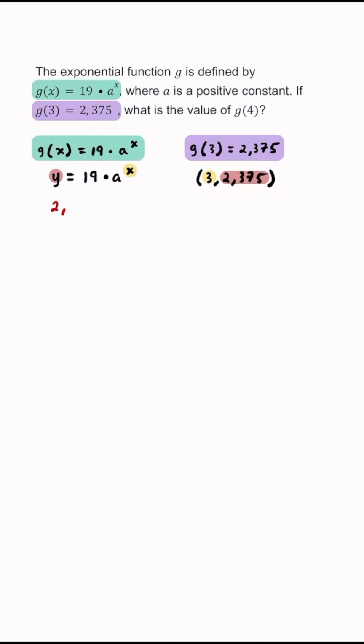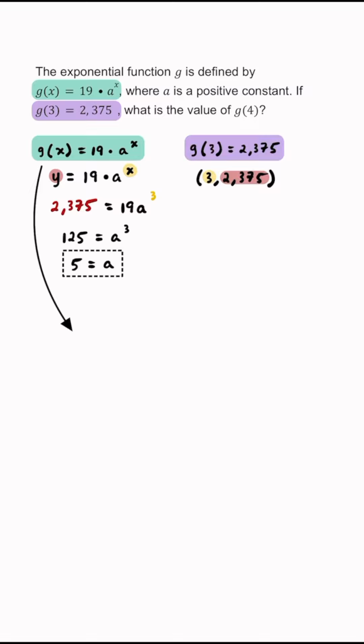Substituting in, we can say that 2,375 is going to be equal to 19 multiplied by a raised to the third power. Dividing both sides by 19, we're going to get 125 is going to be equal to a to the third power. Then taking the cube root of both sides, we're going to find out that 5 is going to be equal to a. Hopefully this makes sense because a times a times a is a cubed, and 5 times 5 times 5 is 125.